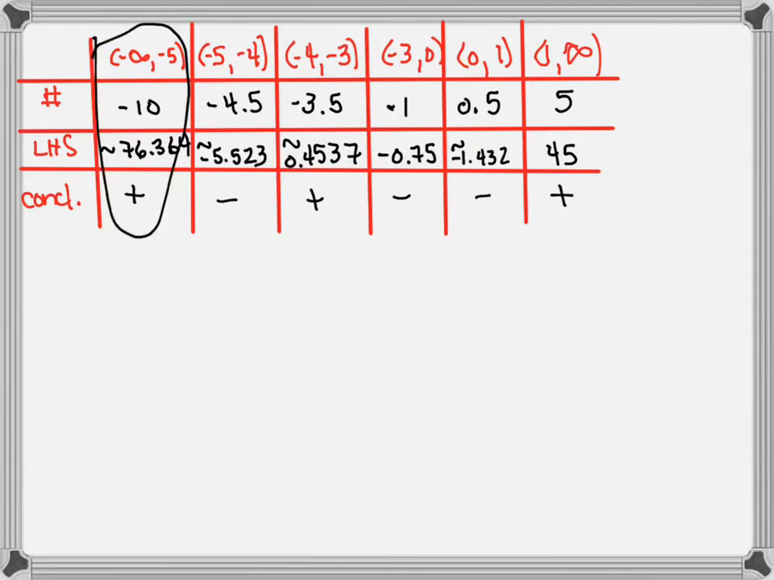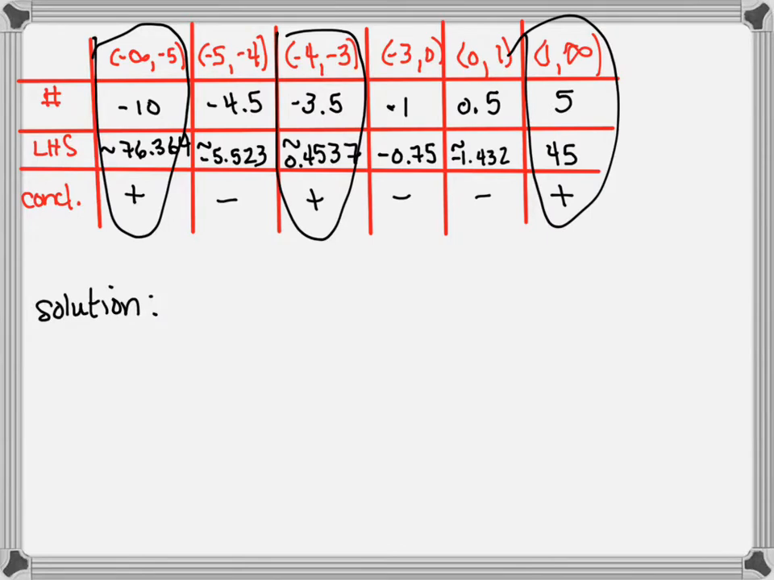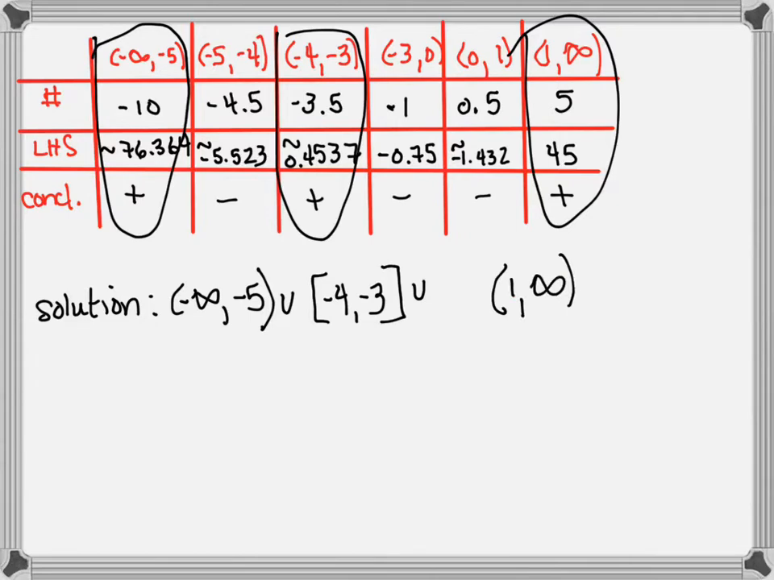So remember, I was looking for the positives, or 0. So I've got my first interval, my third interval, and my last interval. My solution will be from -infinity to -5. -5 was an undefined value, so it's not included. Union, -4 to -3. Negative 4 and negative 3 were both zeros, so they are both included. Union 1 to infinity. 1 was an undefined value, it's not included.